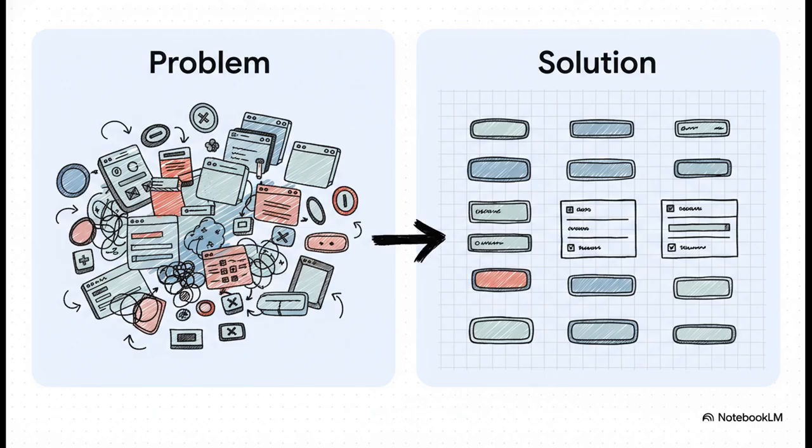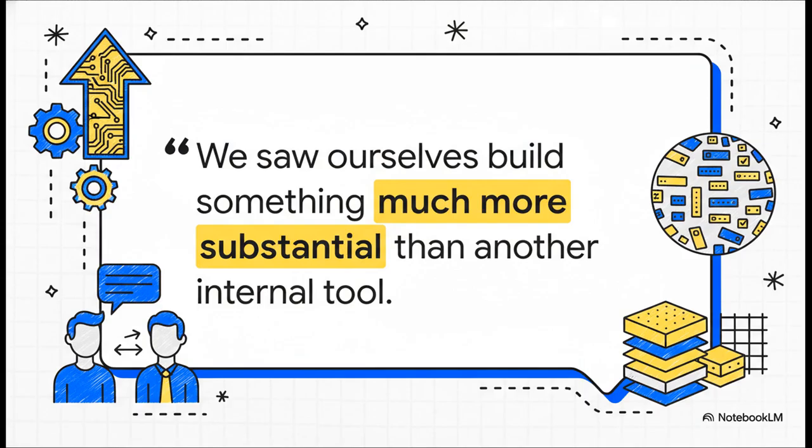So to fix this, they started an internal project called Twitter Blueprint. The whole idea was to create a single shared library of code and design patterns just to make sure everything looked and worked the same way for a change. But as they were building it, the creators, Mark Otto and Jacob Thornton, had this big realization. As Mark Otto later said, "We saw ourselves build something much more substantial than another internal tool." They knew what they had on their hands wasn't just a fix for Twitter's internal mess. This was a solution that developers everywhere could use.